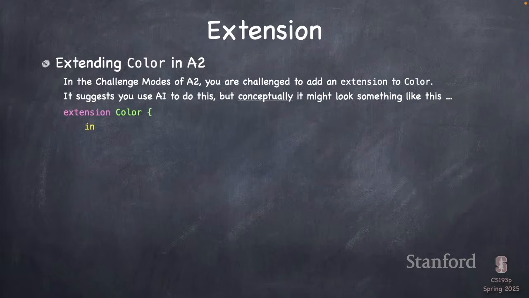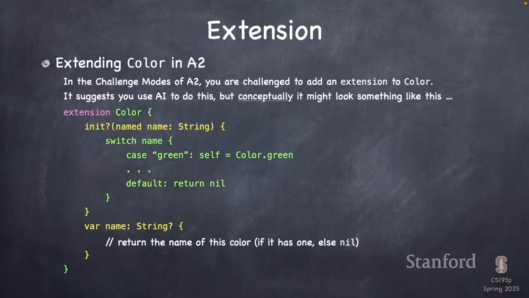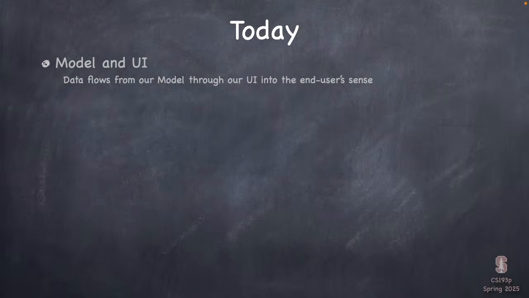And I just want to say a little more about extending Color in assignment 2. Again, the challenge mode is to get AI to help you write this code that I'm kind of stubbing out right here, to add a failable initializer that takes a string and returns a Color, but it might return nil if there's no such color, and then also add this var name that returns the name of a color. And I suggest doing it just for the built-in colors, like green and blue and yellow, right? One could imagine doing it for all colors, using RGB values or something like that. It's up to you.